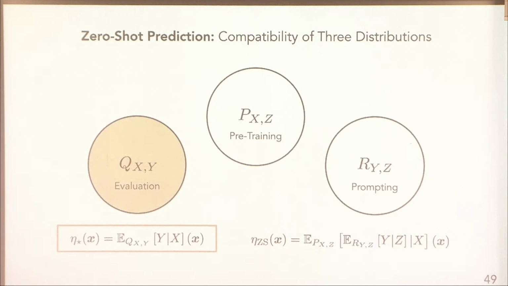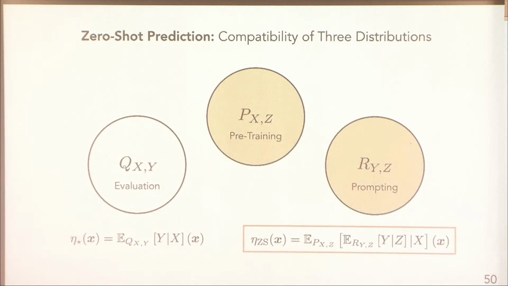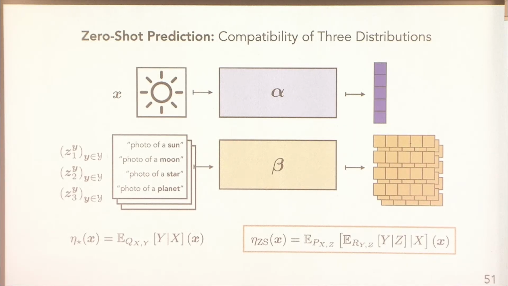Okay. And so the question is, how do those two regressors compare? Even if we have an infinite amount of data, there is no reason for them to be equal, right? So there is no reason for the zero-shot predictor to do as well as the predictor we would have had if we had an infinite amount of data for the downstream task, right? So now, if we have samples, it's even worse, okay? And so what's going to drive the performance is the compatibility between QXY, PXZ, and RYZ, right? Those three distributions are driving the performance, okay?